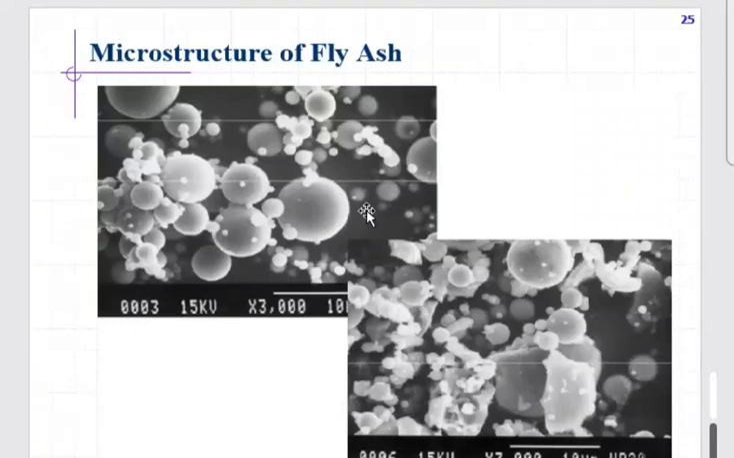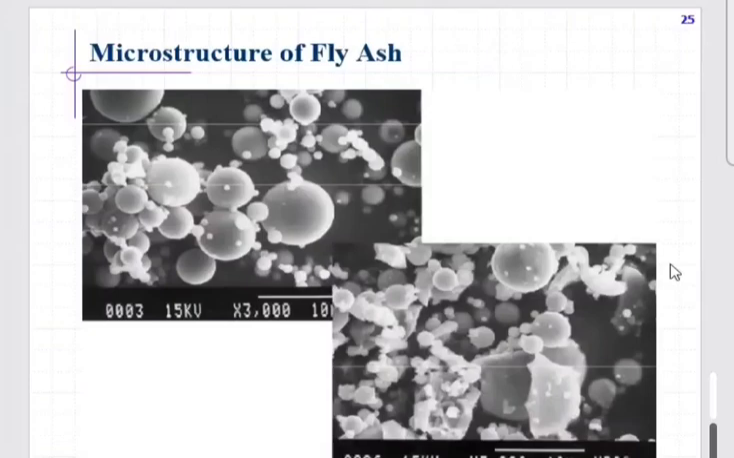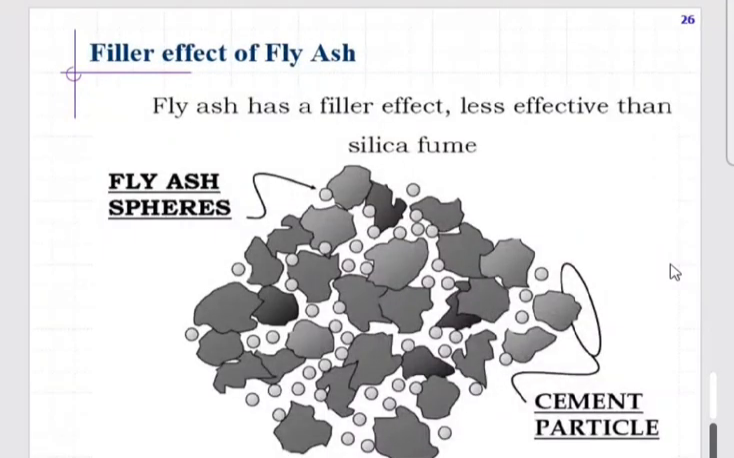If you look at any SCM and you find that it is not spherical, it is more of an irregular shape, then that is something else, but not fly ash. If you want to call something fly ash, it will be completely spherical particles.